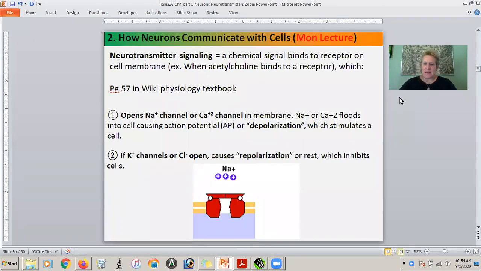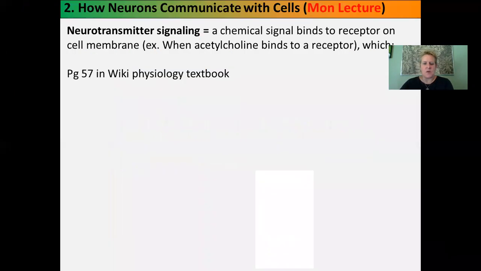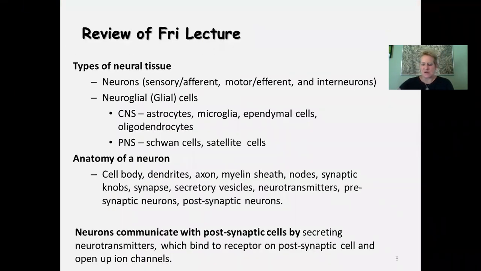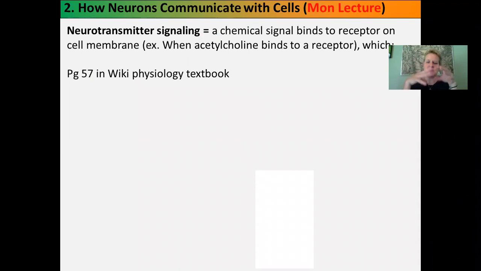Okay, so if you remember last time, we did the introduction to neuron anatomy, neuroglial cells, and how neurons communicate with other cells. Now we're moving on to diving into neurotransmitter signaling. This is going to be important for nursing pharmacology. It's going to seem like a lot of detail right now, but it does really apply to nursing. It applies to pharmacological drugs that patients receive for some of the most common problems. And you can learn about neurotransmitters by going to page 57 in the wiki textbook.